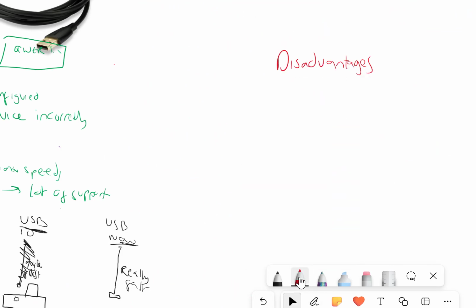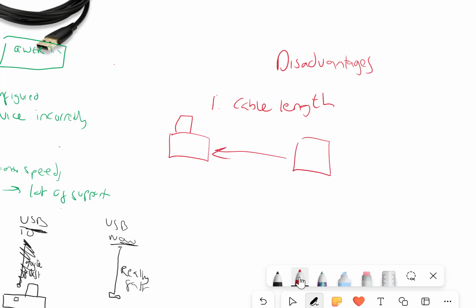But let's have a look at some disadvantages. The first one is going to be cable length. Because the length of the cable is quite short, you're limited with how far away you can connect to a device. So if I've got my printer, going back to that analogy again, and I've got my computer, they need to be quite close to each other to be able to transmit data. If I was using a wireless network, I can have the printer anywhere in the house, I can have the computer anywhere in the house, and they can still connect. So cable length is an issue.